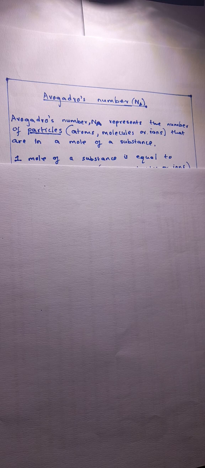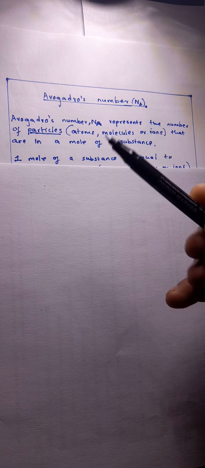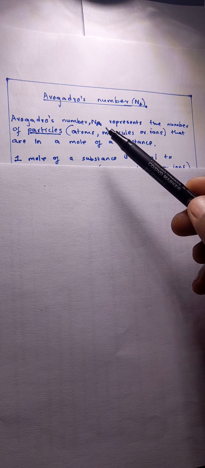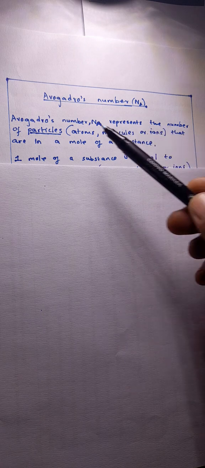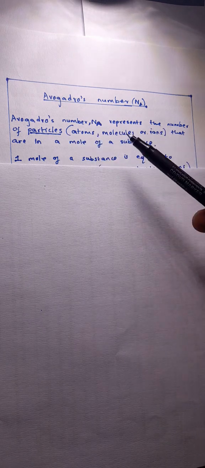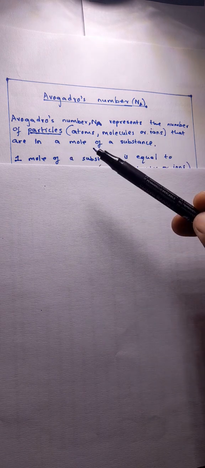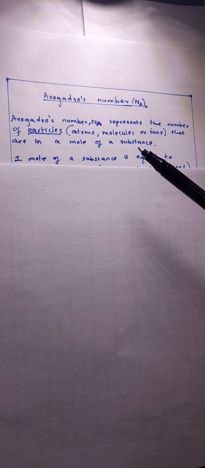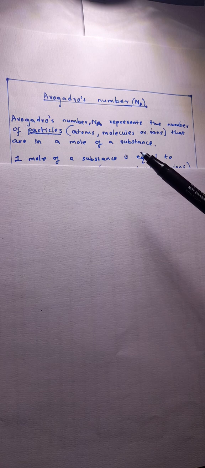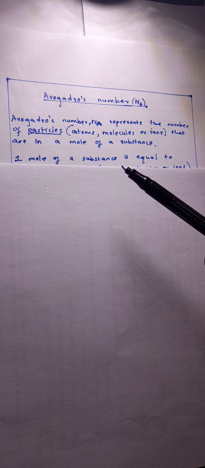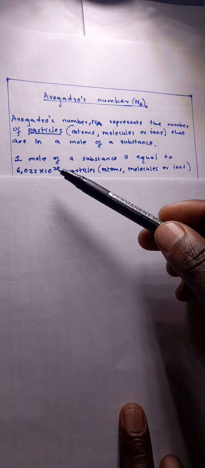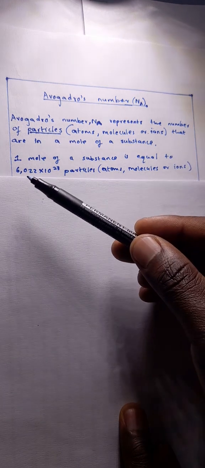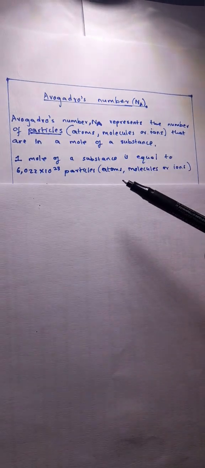All right, so let's have a look at what we have here. Avogadro's number. There we've got a capital N and a subscript capital A. NA represents the number of particles, these are atoms, molecules, or ions, that are in a mole of a substance. So Avogadro's number is 6.022 times 10 to the power of 23 particles per mole. So for each mole you have those particles. So 1 mole of a substance is equal to 6.022 times 10 to exponent 23 particles.